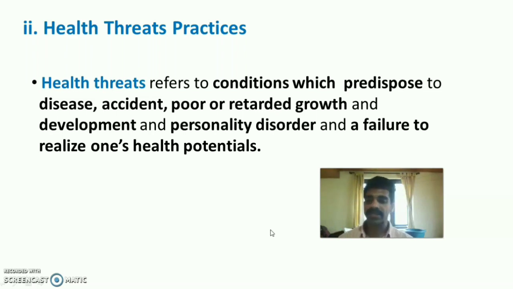The second type of health problem according to Ruth Freeman is health threats. Health threats refers to some conditions which predispose to certain diseases, certain accidents, poor or retarded growth and development of the family members, any personality disorders among family members, and sometimes they may fail to realize their own health potentials and positive health practices or positive strengths of the family members, all of which may lead to health threats. So the health problems which predispose to these conditions are called health threats. In short, health threats are poor health practices that may lead to some health issues of the family members.